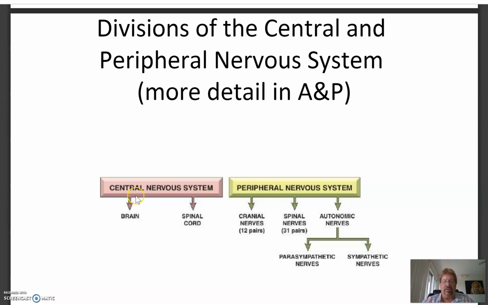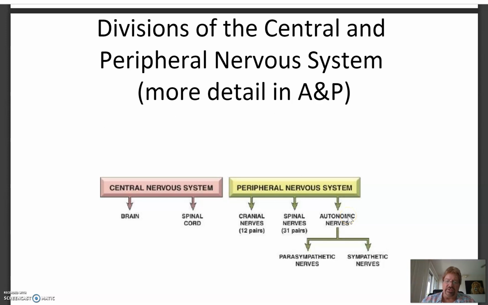So what's the central nervous system? Again, brain and spinal cord. What's the peripheral? It's everything else. What is that everything? Well, there are 12 pairs of cranial nerves. We briefly mentioned that. There are 31 pairs of spinal nerves. Then there are autonomic nerves.